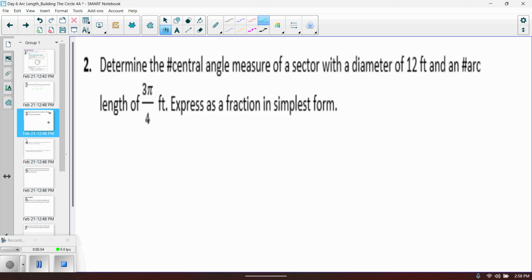So again, we're going to start off with the same formula, S equals r theta, but in this case, we're solving for theta. We're solving for the central angle. So what we need to do is divide both sides by r. The r's cancel out, and you get S over r equals theta. Do we have the S? Do we have the arc length? We do. S is 3 pi fourths.